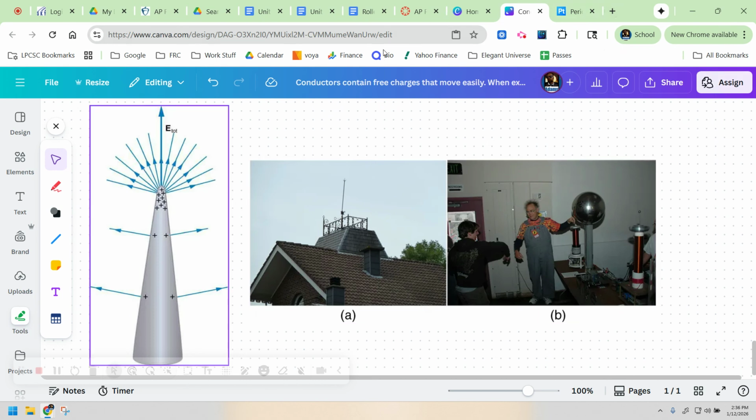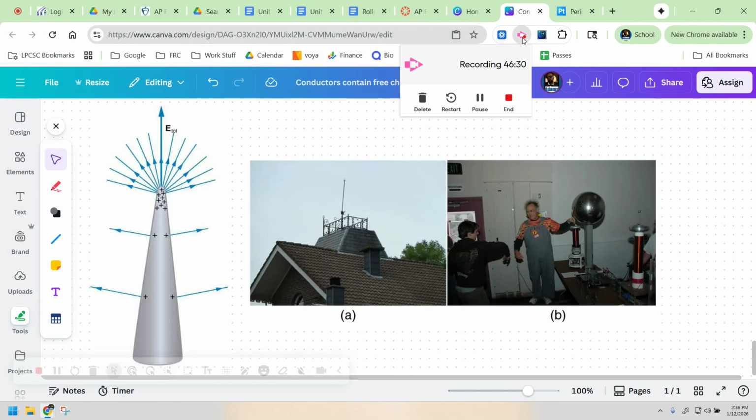Doesn't that push the electrons to your hair? Yeah, push them away from each other?